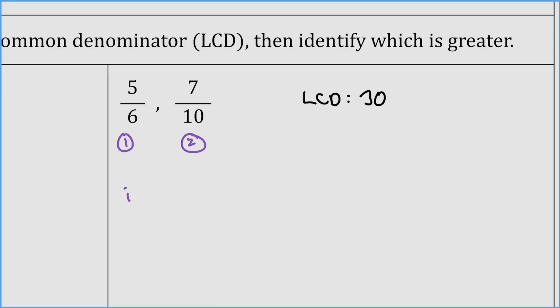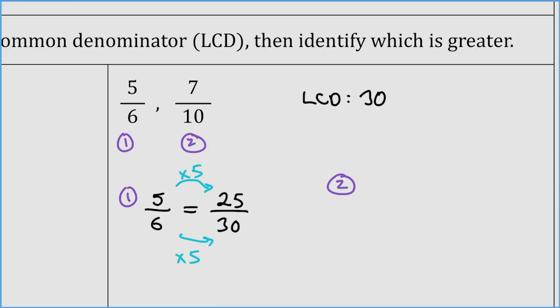We need to rewrite both of these fractions so that they are out of 30. Well, how do I make a 6 a 30? I multiply by 5. Do the same thing to the numerator. Multiply by 5, and you get 25. 25 out of 30. All right, do the second fraction. Second fraction is 7 out of 10. Let's re-express that out of 30. How do I make a 10 a 30? Multiply by 3. Do the same thing to the numerator, and 7 times 3 is 21.